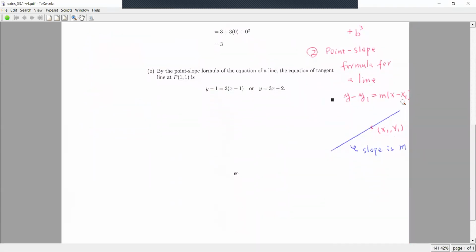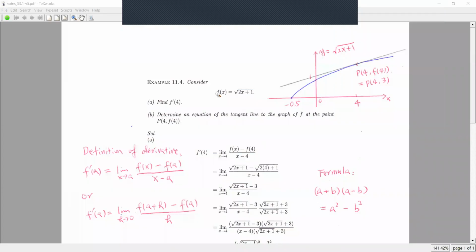This is the point slope formula of a line. (x1, y1) is the point P. So by this formula, y minus y1, y1 is 1, is equal to the slope, which is 3, times parenthesis x minus x1, x1 is 1. Simplify this equation, then we have this equation. This equation is the answer to part B.